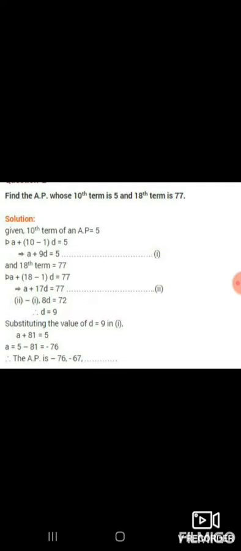In this situation, you have to find out the AP. The 10th term is 5. So what represents the 10th term? The 10th term is equal to a plus (10 minus 1)d, which equals 5. That is, a plus 9d is equal to 5.